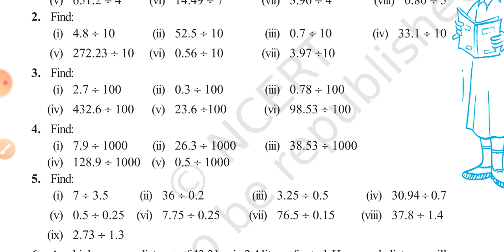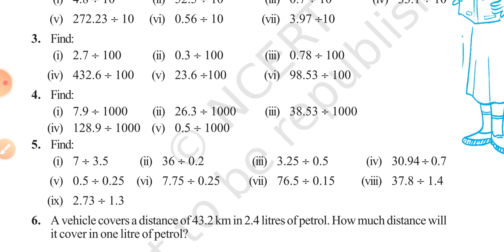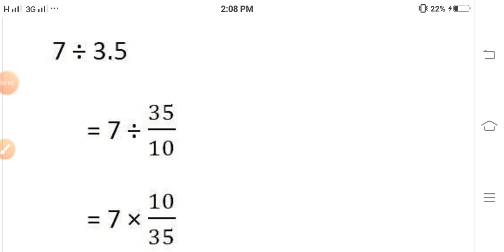Question number 5, 7 divided by 3.5. Students, whenever we have to divide two decimal numbers, or one decimal number by a whole number, how will we do this? 3.5. Now remove the decimal. It becomes 7 divided by 35 upon 10.